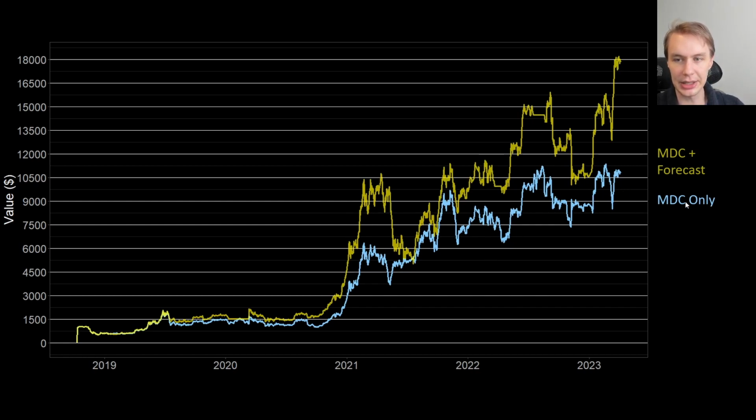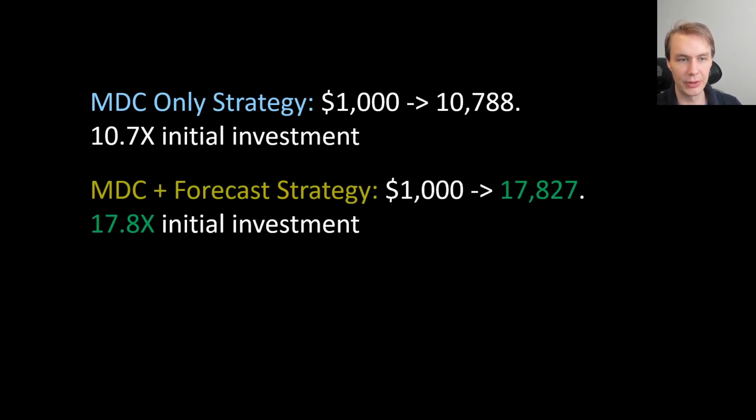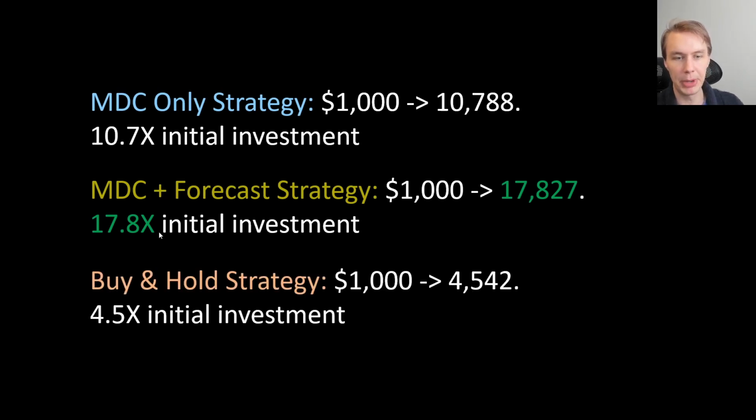Now that being said, that's not to say the MDC only strategy is bad by any means. If we just look at the results, the MDC only strategy is about a 10.7x return on initial investment. The combination strategy is a 17.8x, so considerably better. But if we compare this to a buy and hold strategy, where you just bought $1,000 worth of Bitcoin at the start of the backtest and just held it the whole time and didn't do anything, you would have only 4.5x'd your initial investment. So even though the MDC only strategy does not perform as well as the combination, it's still blowing this buy and hold strategy out of the water, which is critical. So this is the best return, definitely blowing the buy and hold strategy out of the water. The MDC only strategy is also good, but not quite as good.